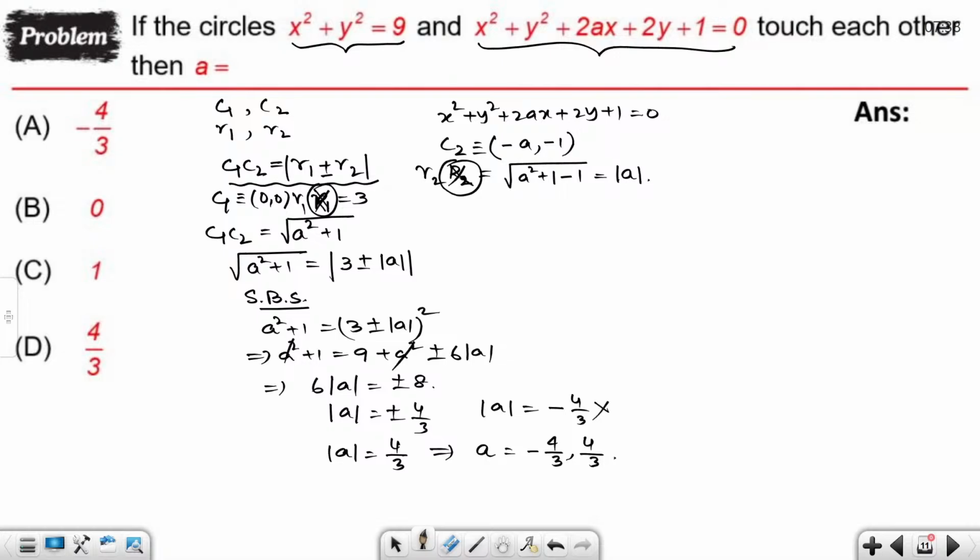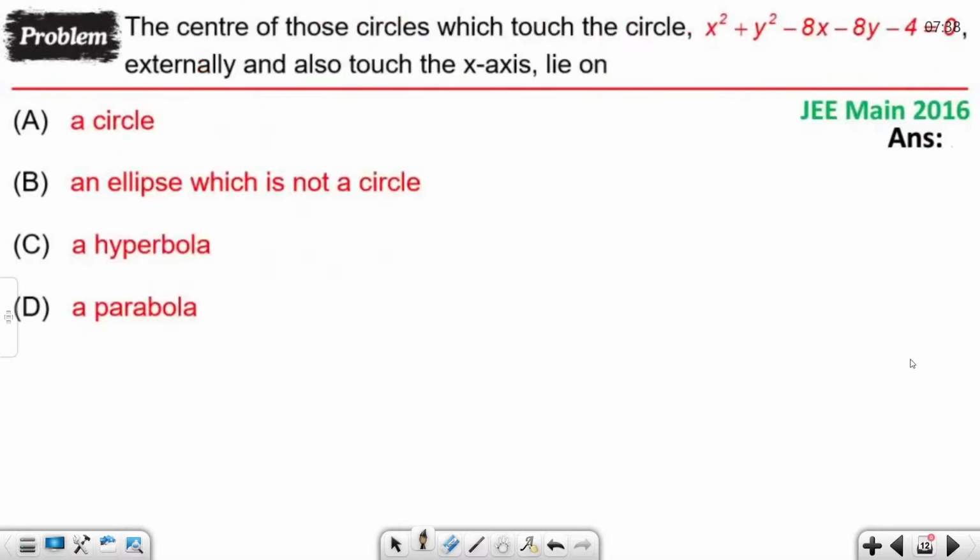Is it clear or not? Hence option A and D are correct. See here what we are actually using. We are simply using the condition of the position of the circles. Accordingly, we are taking the conditions and we are getting the answer. So that's exactly what you people have to do in this case, right? Let's move on to the next problem.